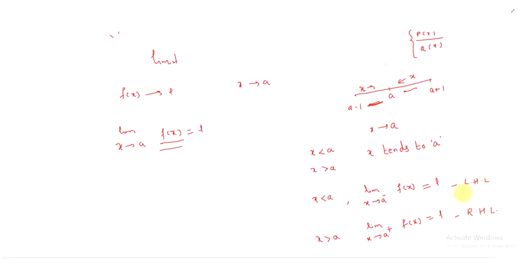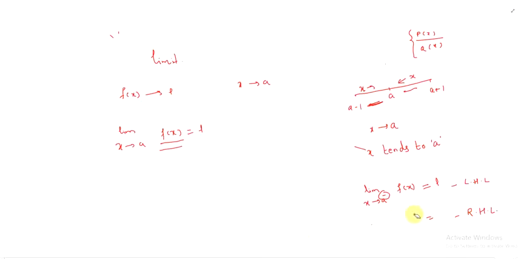Remember one thing: the minus and plus symbols are only used to denote the left hand and right hand limit. There is no other purpose, and we do not use this negative or positive sign in the values of x. Remember this very well. So this is about the left hand limit and right hand limit.